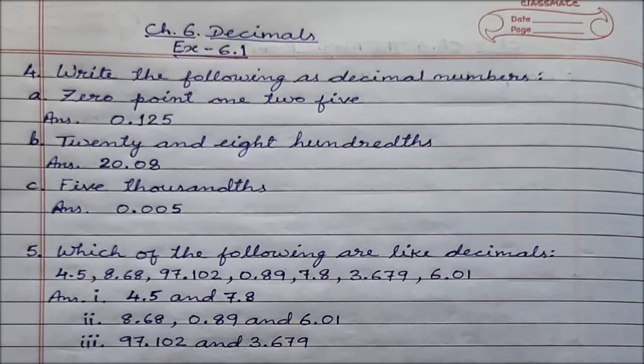Students of class 6, in the previous class we had begun with decimals, chapter 6, exercise 6.1, and up to question number 3 we had discussed and done. Now the fourth one, question number 4. I will be explaining and doing a few questions, and the rest you will try yourself and submit in PDF format in the classwork section. Okay, write the following as decimal numbers.